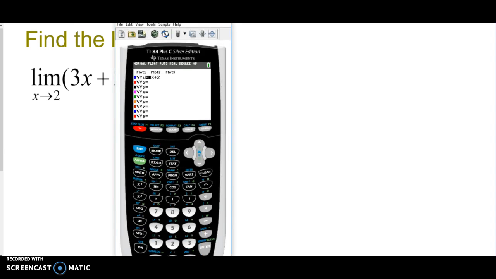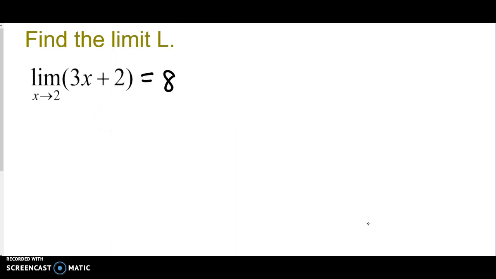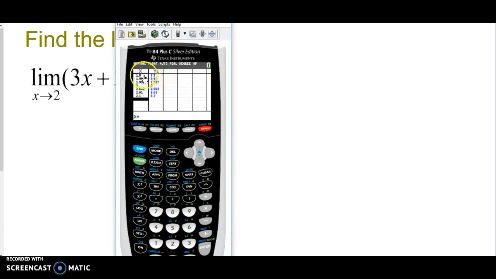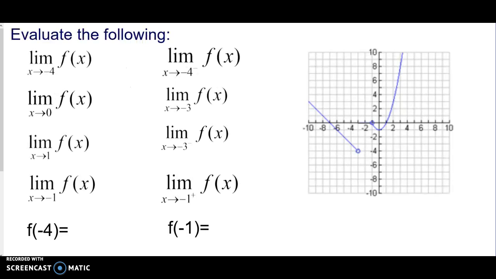We can verify that on the calculator. I plug this in. I go to my table. I'm looking at the values as I'm approaching 2 from the left. Those are clearly approaching 8. And I'm looking at the values as I'm approaching 2 from the right, and those also approach 8. And we could also look at the actual graph of it, and looking at 2, I can totally see that coming from the left and the right on my graph, it approaches 8.